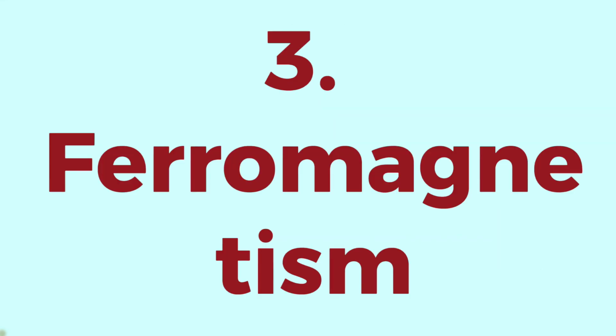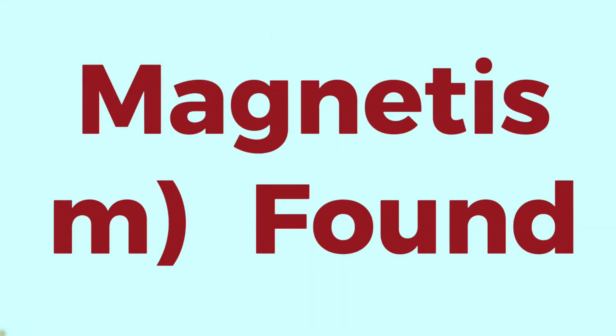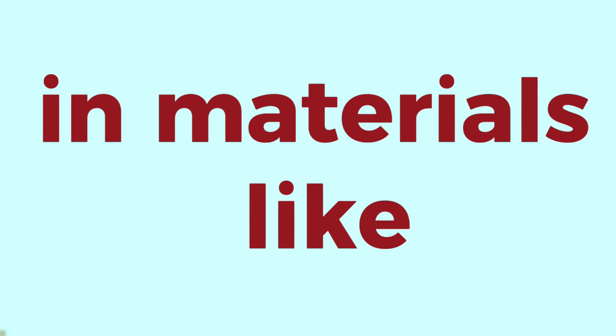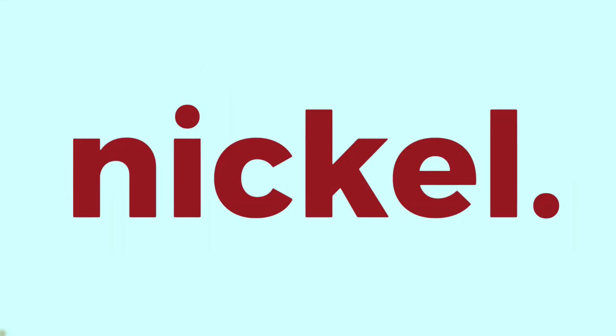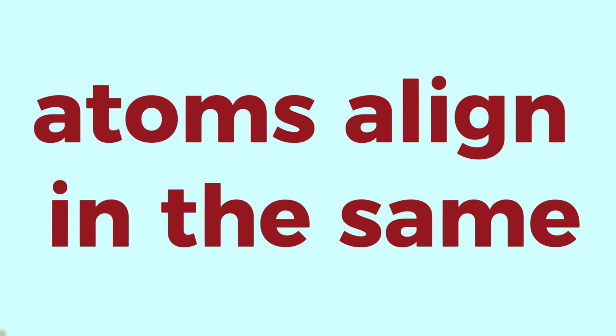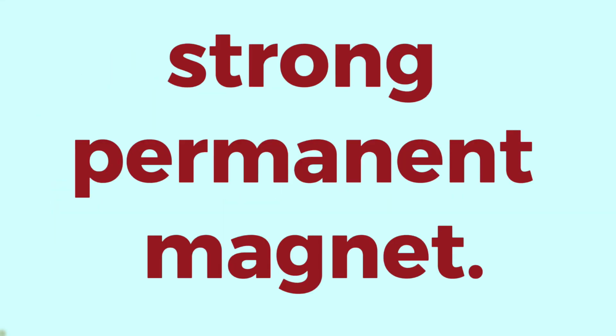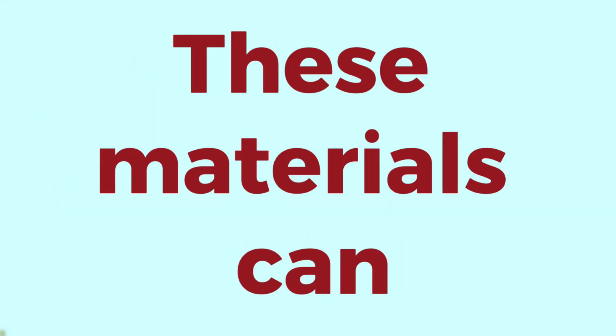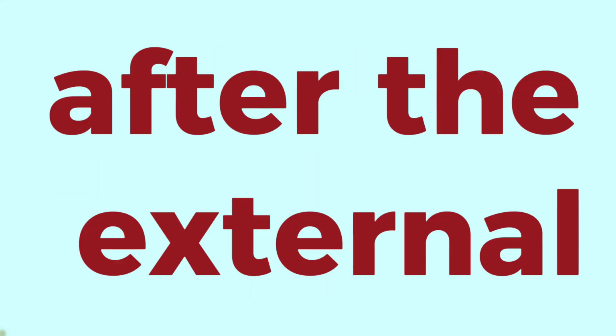3. Ferromagnetism, strong permanent magnetism. Found in materials like iron, cobalt, and nickel. Unpaired electrons in atoms align in the same direction, creating a strong permanent magnet. These materials can retain magnetism even after the external field is removed.